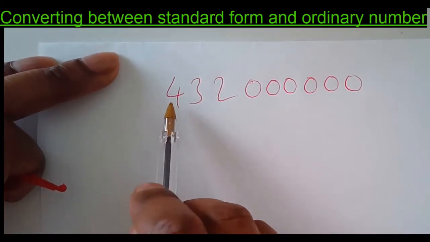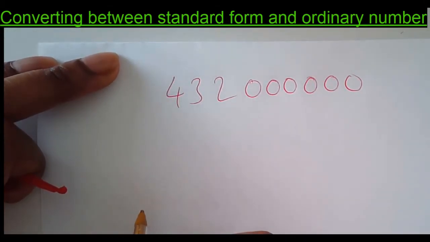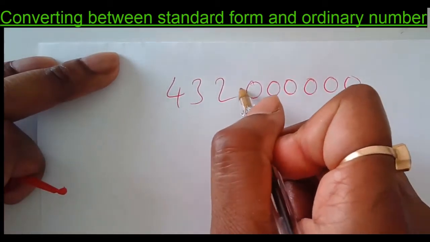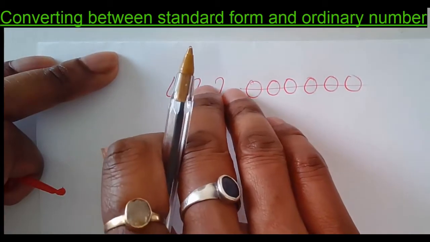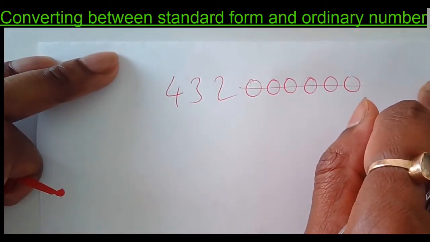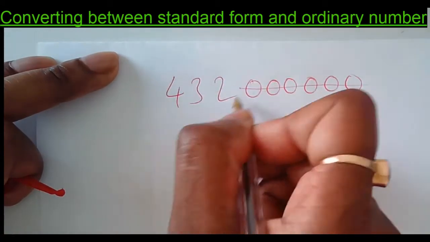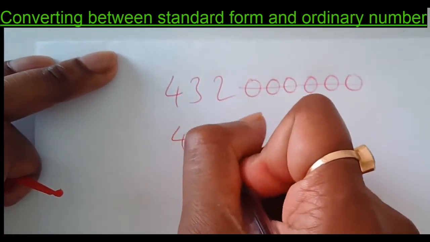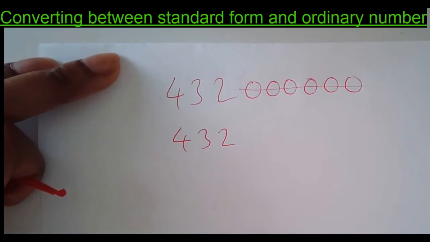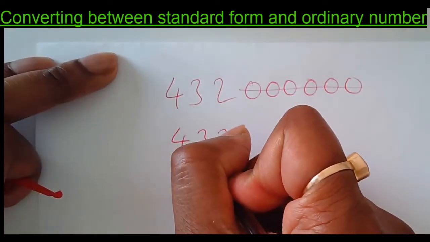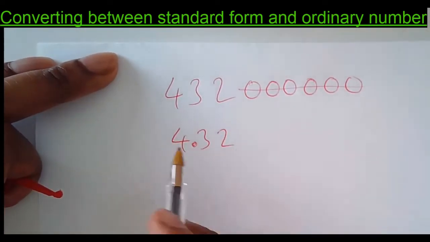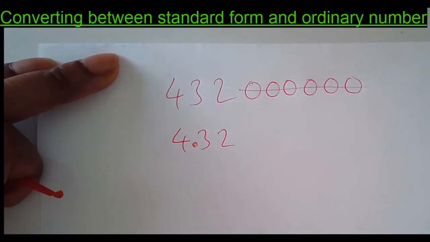Right, that's an ordinary number, and I want to convert that to standard form. So what you do is ignore the zeros, everything that's ending in zeros, and then copy these numbers here. Remember, for standard form, the first number has to be between 1 and 10. So let's force it to become between 1 and 10. There, that's now between 1 and 10.